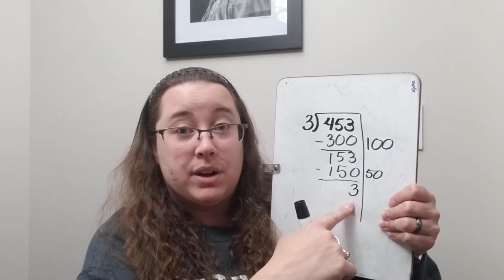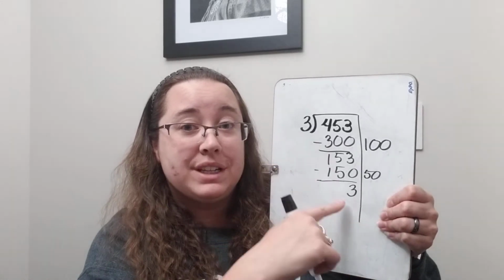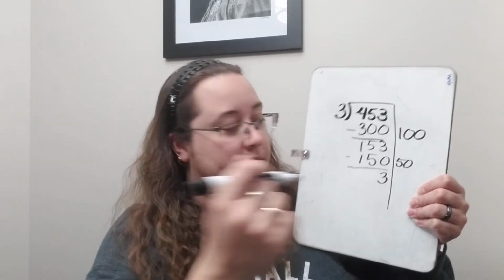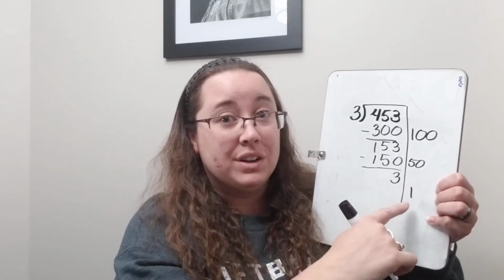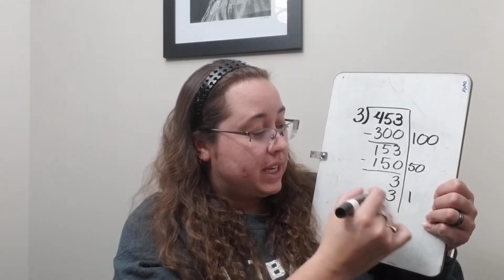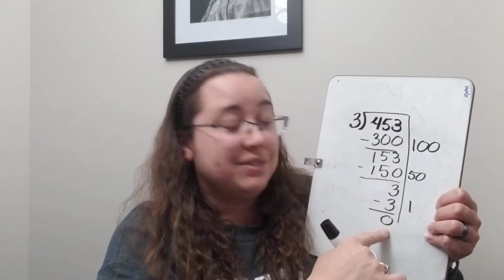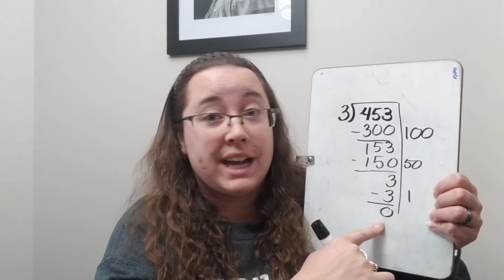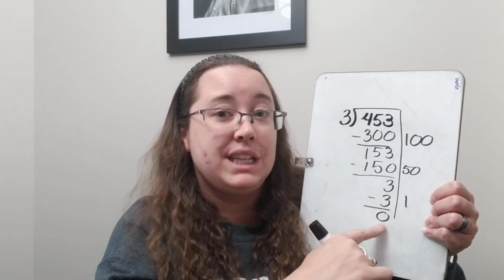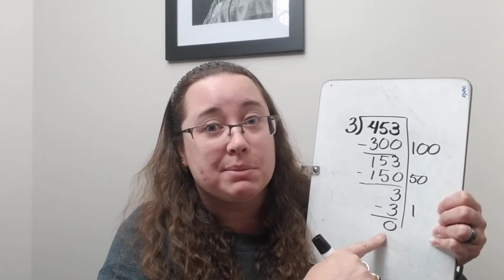This 3, however, is all that's left. How many 3's fit into this? Well, that's an easy friendly number. It's a 1. 1 three. 3 take away 3 is 0. I have nothing left, which means I can't take out anymore, and they've come out as equal groups if I have nothing left at the bottom.